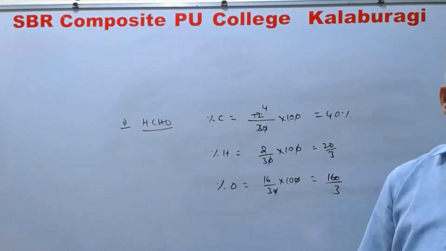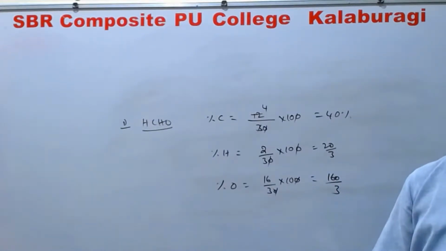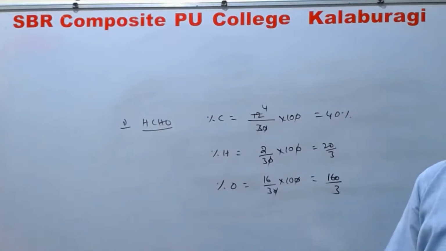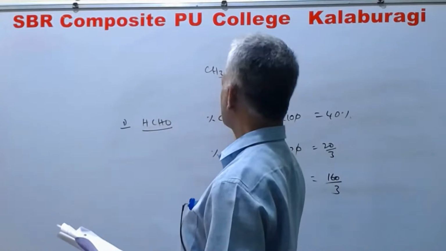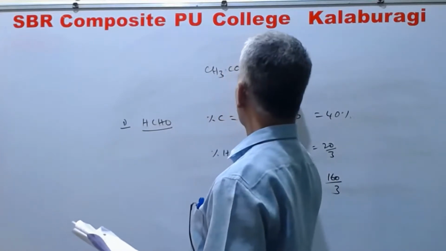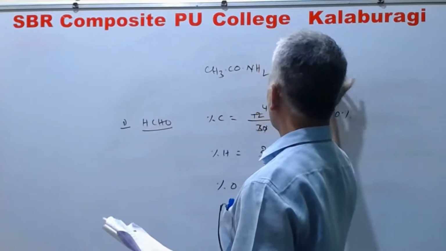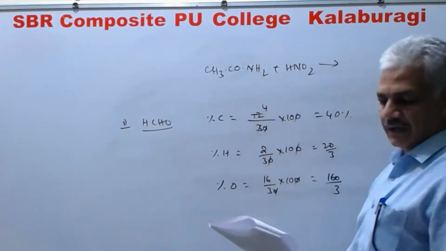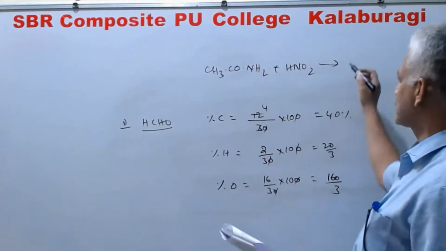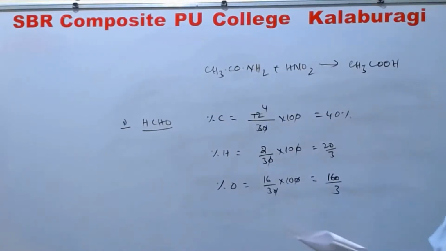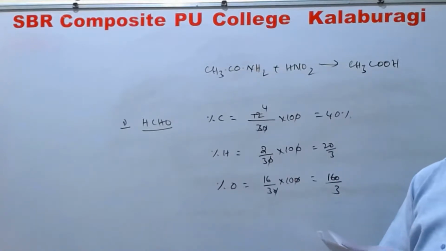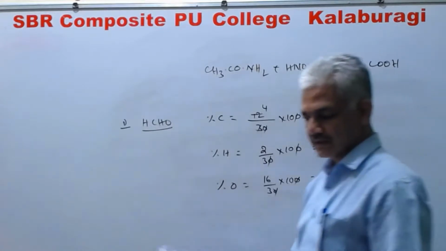Next, the main product obtained in the reaction of acetamide and nitrous acid. Acetamide is CH3CONH2. When it is made to react with nitrous acid, the amine group will be converted into a carboxylic group. So CH3COOH, acetic acid is formed. Side products are nitrogen and water. So for the 40th question, you can go with the fourth option as the correct option.